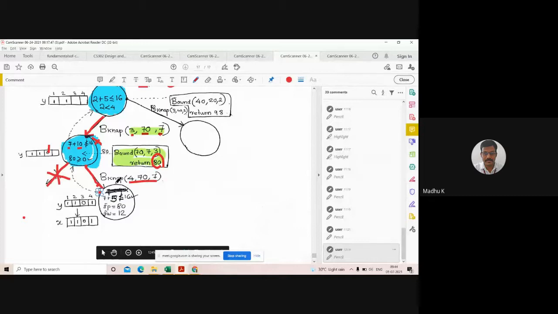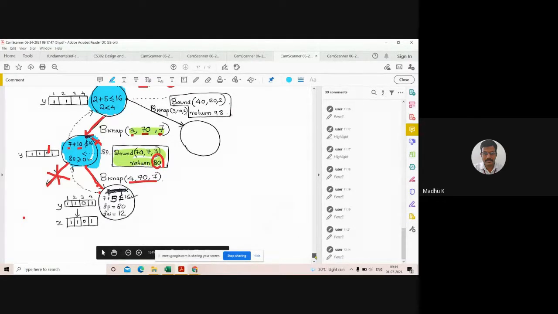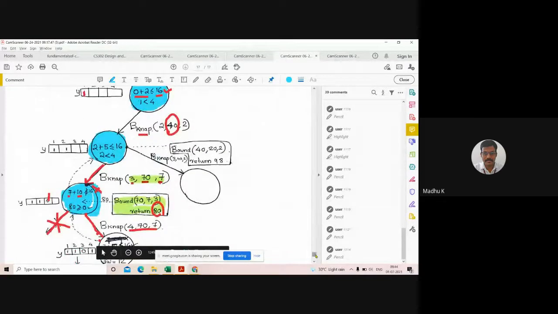And the next step, what it will do is that, so here, we started from here, then we reached here, then from here I called knap(3, 70, 7). Then I reached it here. Then I tried to explore this path, but it's not possible. The previous class we discussed.